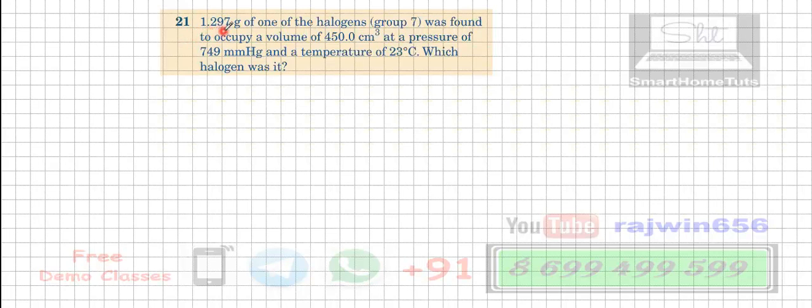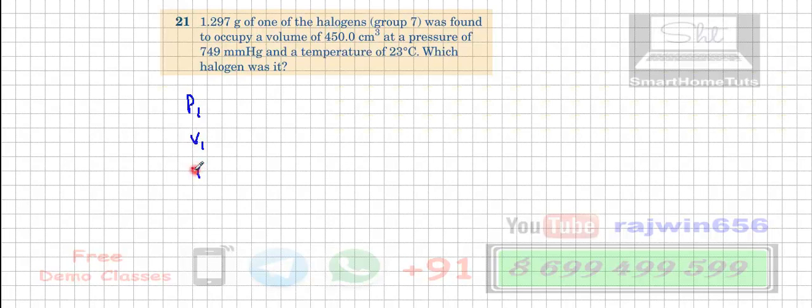Now 1.297 grams of one of the halogen group 7 was found to occupy a volume of 450.0 cm³ at the pressure of 749 millimeters of mercury and the temperature of 23 degrees Celsius. Which halogen was it? Okay, so I'll put all the values.